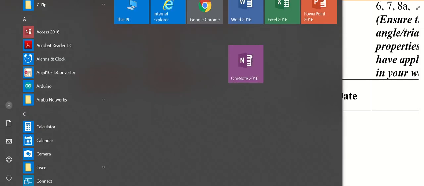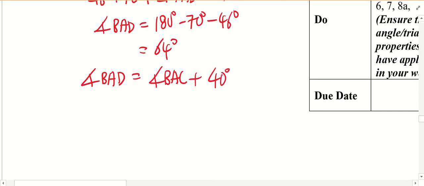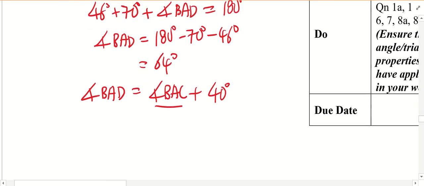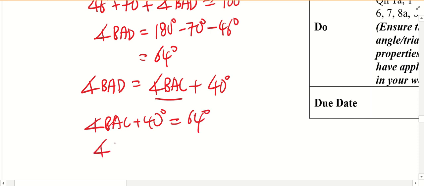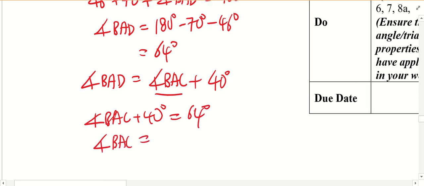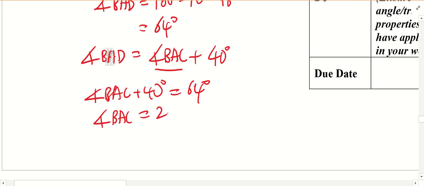Remember, we're interested in finding out this one. BAD we know is 64. So angle BAC plus 40 degrees equals 64 degrees, and we know the angle BAC now is 24 degrees.